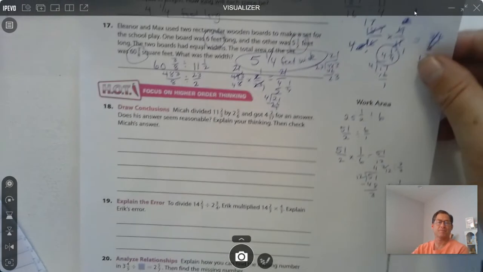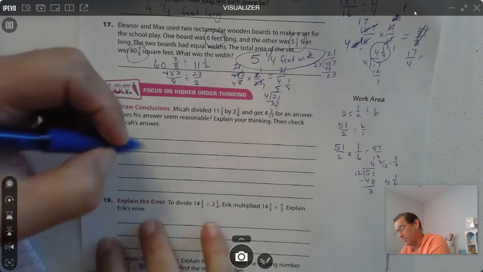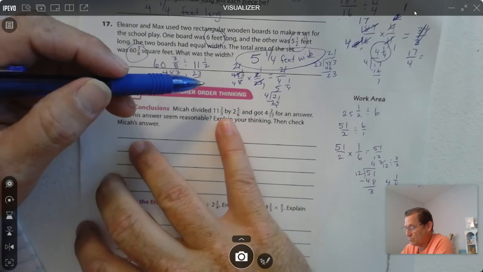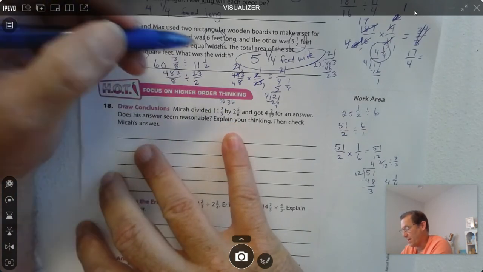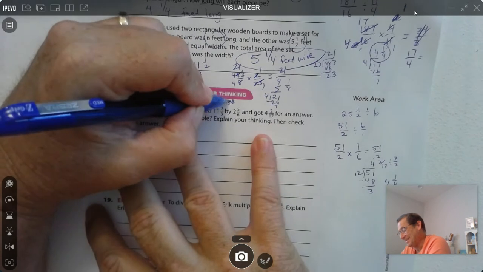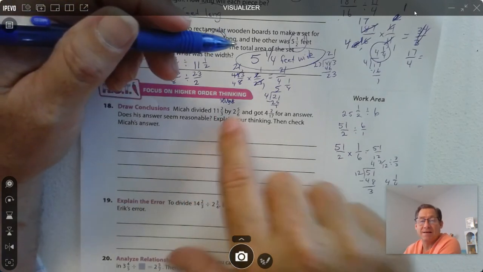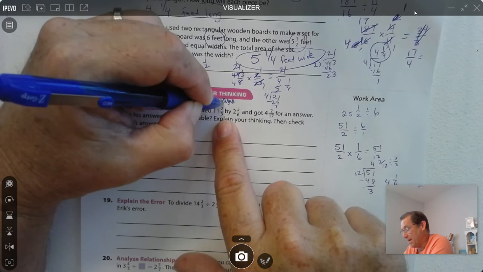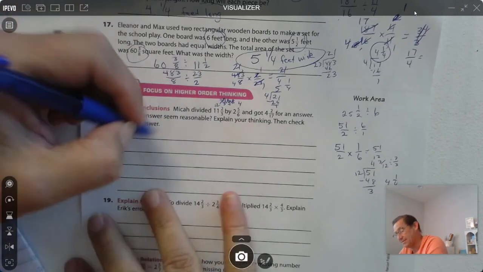All right, 18. Micah divided 11 and 2/3 by 2 and 5/6 and got 4 and 2/17 for an answer. Does his answer seem reasonable? Then explain your thinking. Then check Micah's answer. Okay, so let's see. 11 by 2, or 12 by 3 is about 36. Let me back up. I saw this by and thought it was just multiply. No, he divided that by 2 and 5/6. So 12 divided by 3 should get an answer of about 4. Well, 4 and 2/17 is close, so yes.